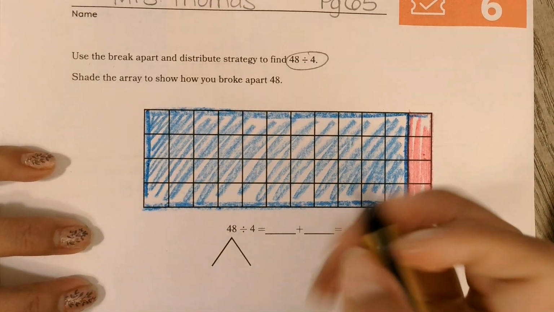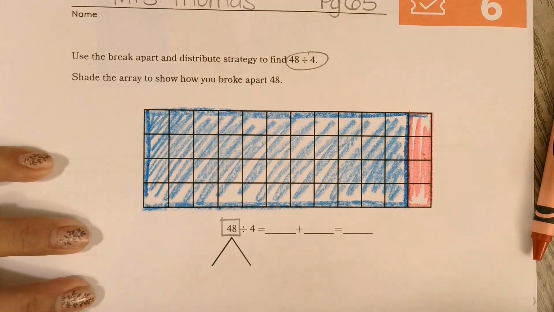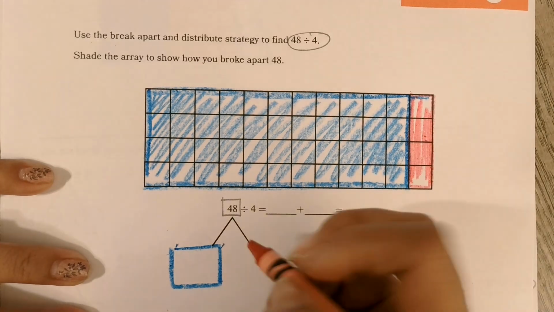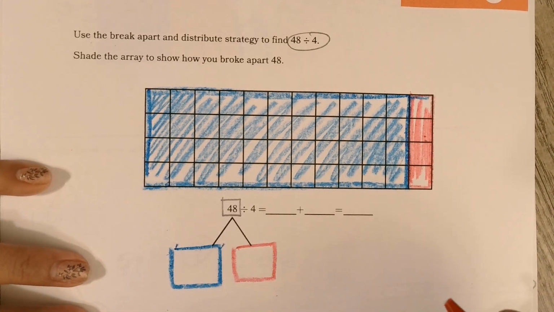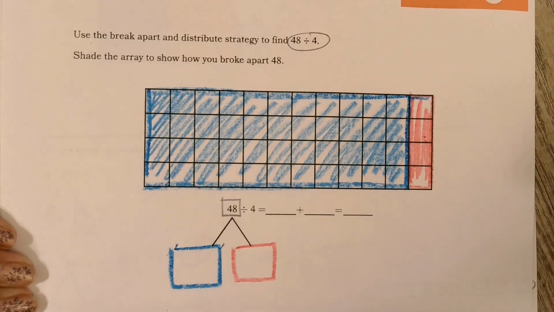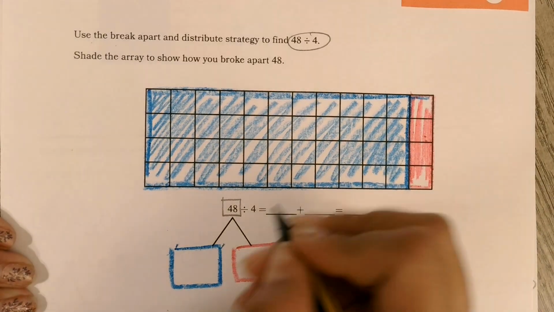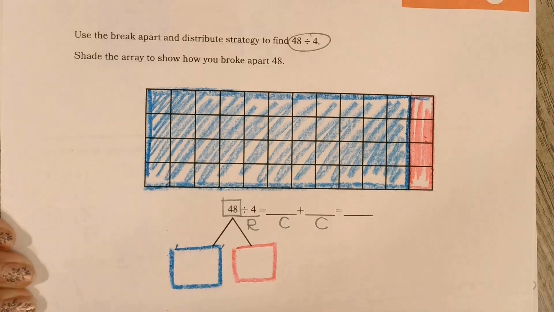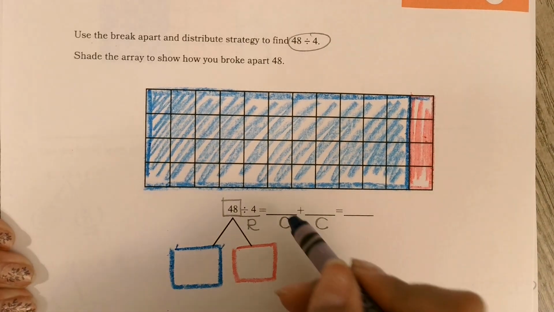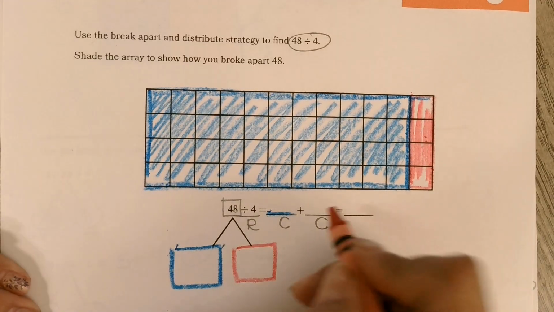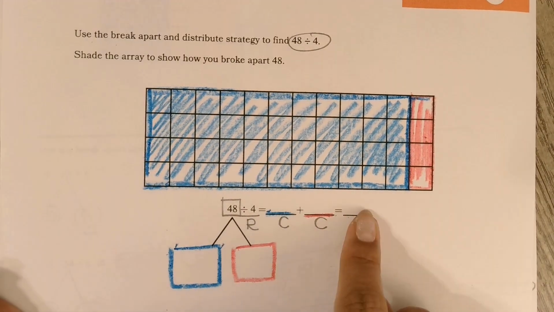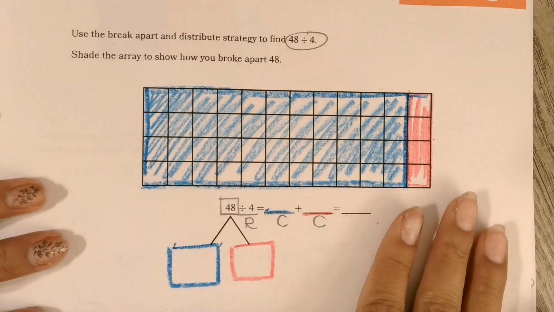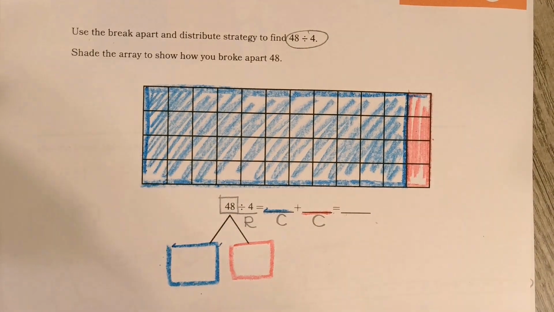So I know that there are 48 little boxes. I want to find out how many blue boxes, how many pink boxes. Now I know your colors might be different, right? So just match your colors. And we know that this divided by 4 means the rows. So these are going to be the columns. So this is going to be your blue columns, your pink columns, and then you're just going to answer it for your total columns.